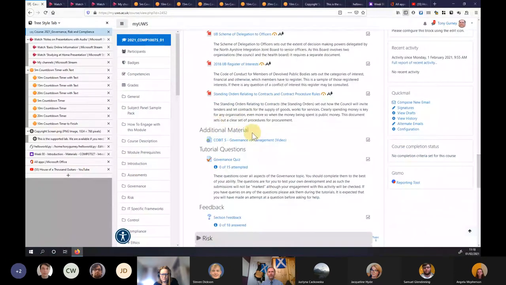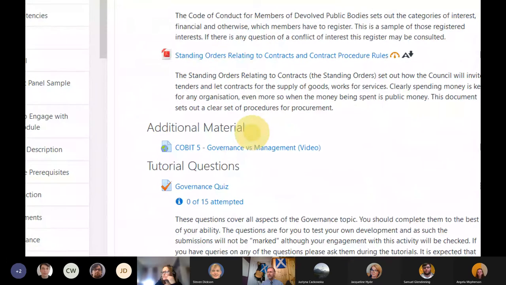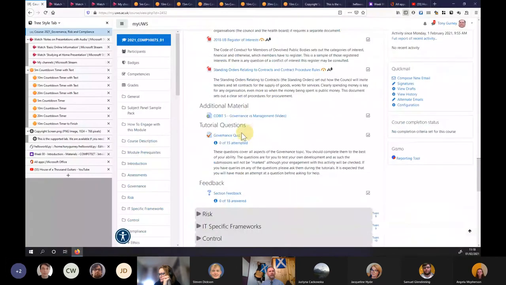There will also be additional material. So that's stuff that will be helpful for you, but again, you don't have to do it and it's not examinable in that sense. So it's there for you if you want some help. I'm going to jump over tutorial questions. I will come back to it. I'll tell you why that's there when I talk about the assessment.